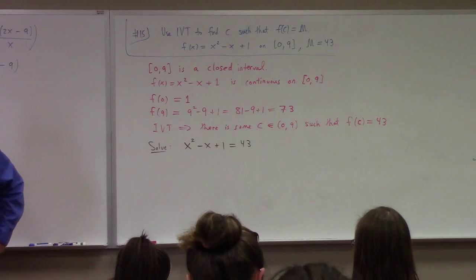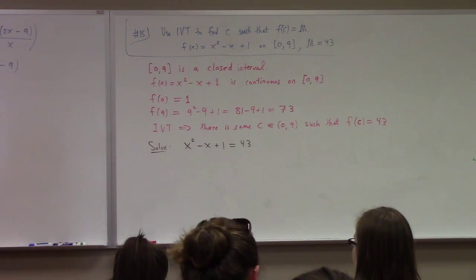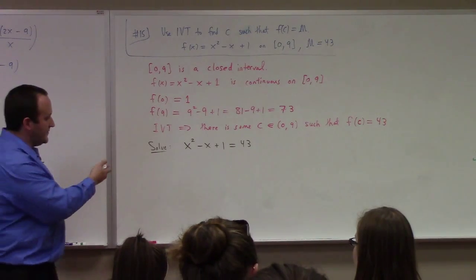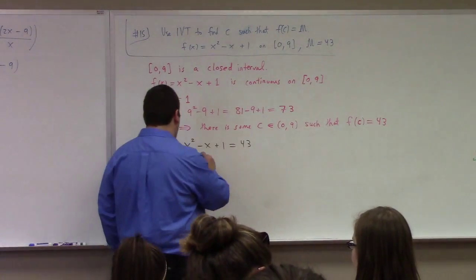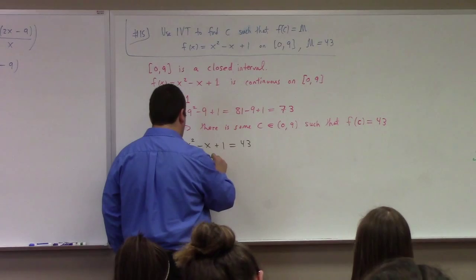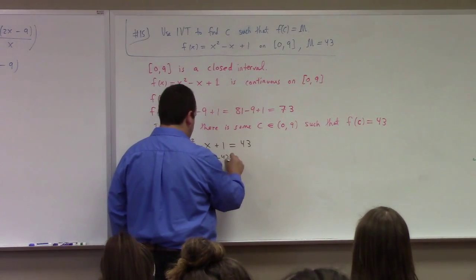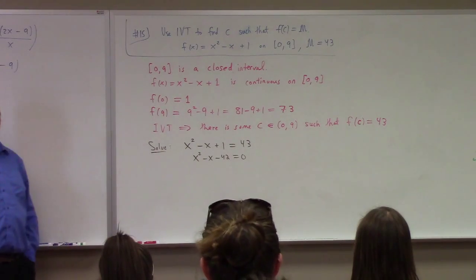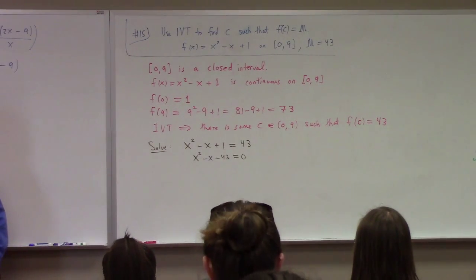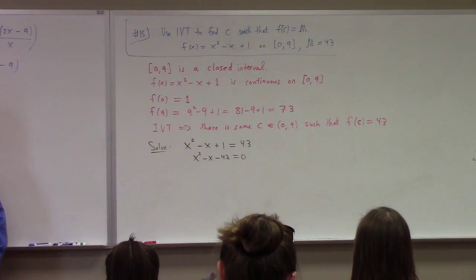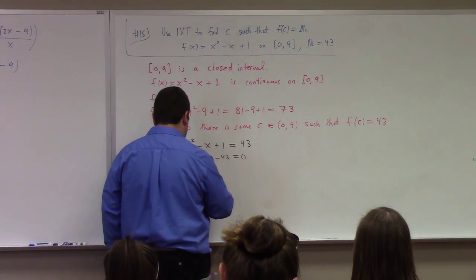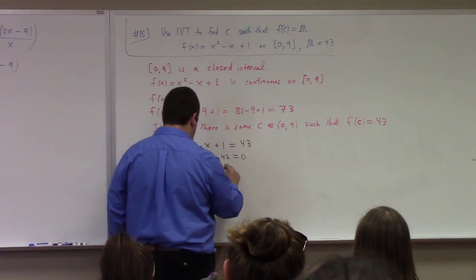I'm also looking for a solution that's in the relevant interval, right? I'm looking for some solution between what? Between 0 and 9. How do you solve this? x squared minus x minus 42 is equal to 0. Let's see, how do you get 42? How about 6 times 7? 6 times 7 seems like a good choice because 6 minus 7 is minus 1. So yeah, that factors to x minus 7 times x plus 6, I believe.